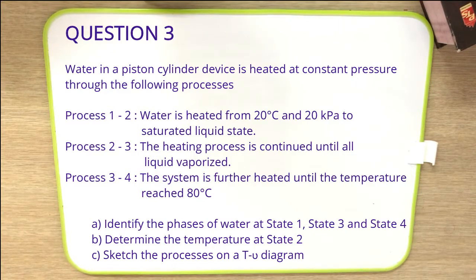So question A, identify the phases of water at state 1, state 3 and also state 4. B, determine the temperature at state 2. C, sketch the processes on a T-v diagram. So we are given 3 processes: from state 1 to state 2, process number 1, state 2 to state 3, process number 2, and state 3 to state 4, process number 3.